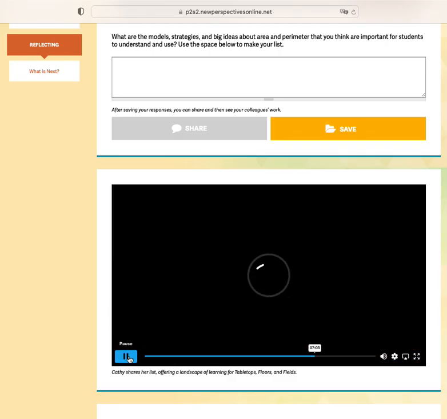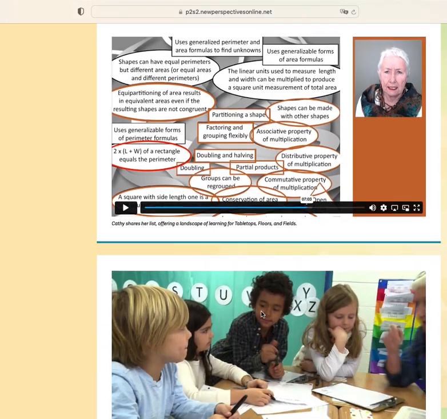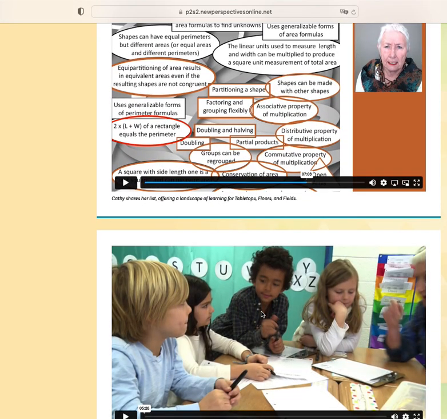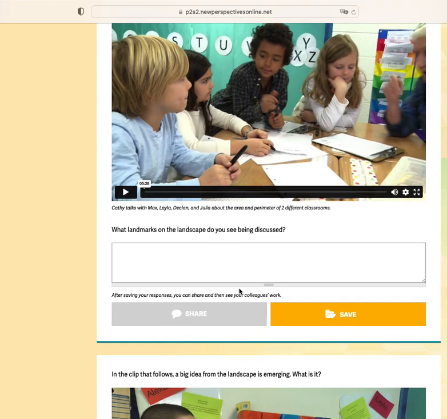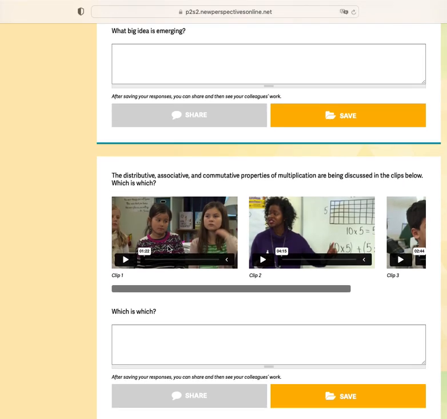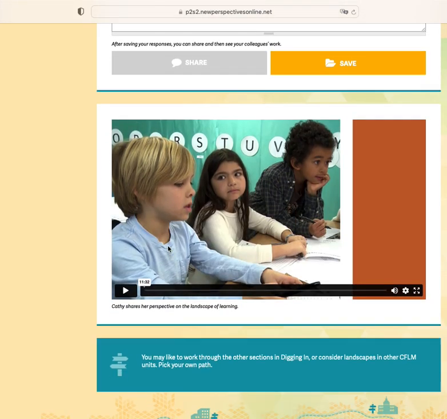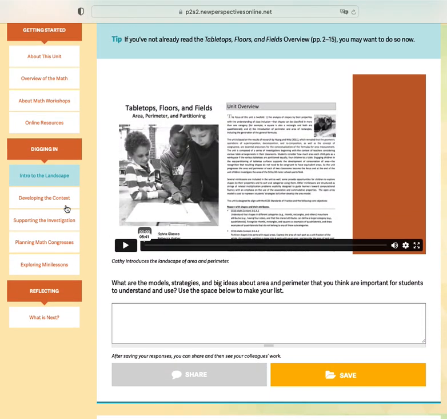I'm just going to show you, this is an area and perimeter unit. Kathy's going to build that out and talk about what each of these big idea strategies looks like in kids' work. And then we can analyze some classroom video and think more about the big idea strategies and models that are emerging from the kids. And you can see lots and lots of classroom video here, followed with some commentary from Kathy or one of her authors.